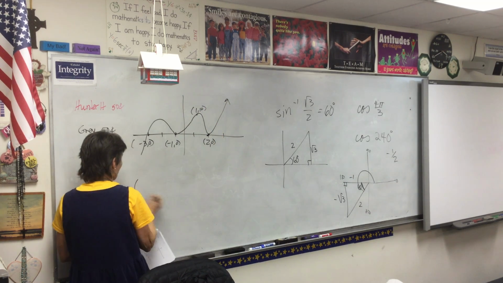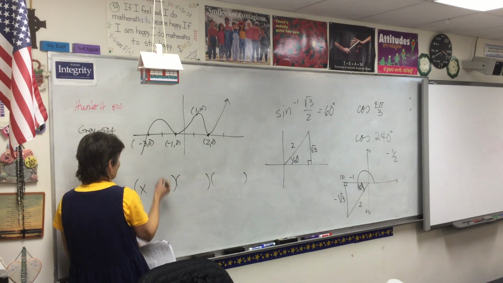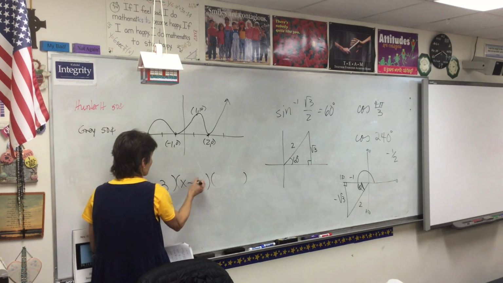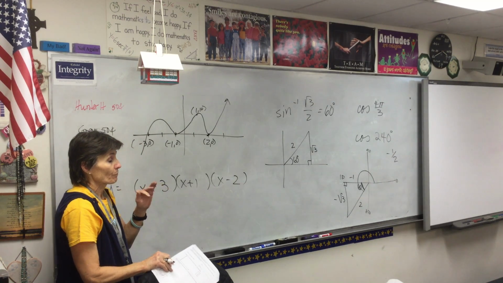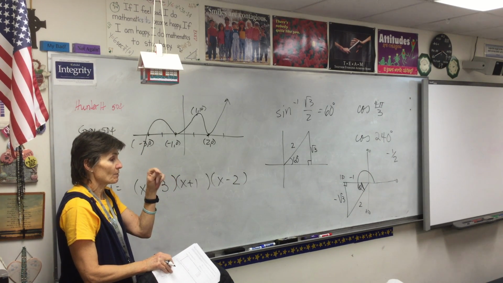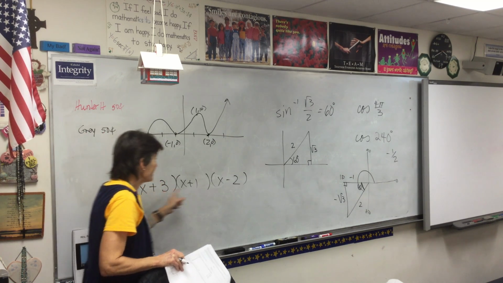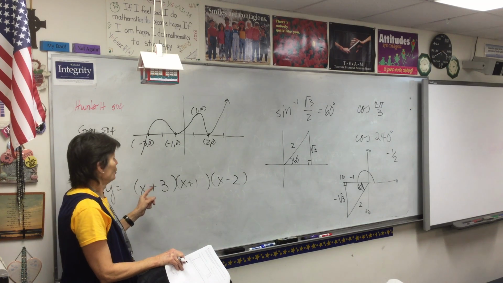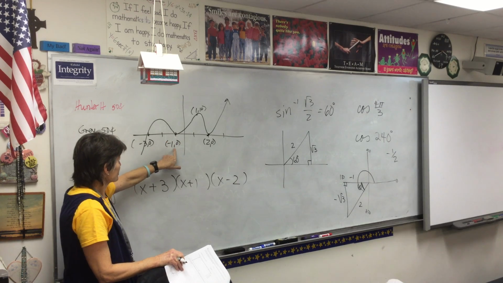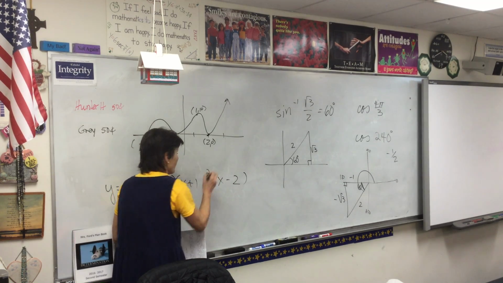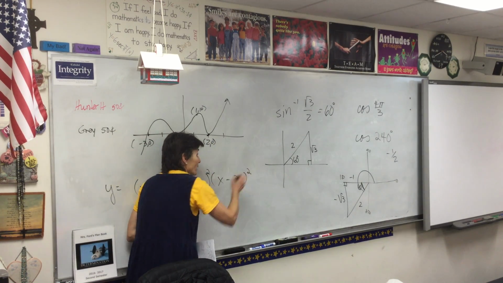Okay, so we know we're going to have parentheses. Where are our parentheses going to be? X plus 3, X plus 1, X minus 2. This is the part now that we sometimes forget. Look at the picture very carefully. Are any of these going to be squared? Yes. Look for those tangent points. Like right there's one, a bounce off. So that means the plus 1 is going to get a squared. And so is the minus 2 going to get a squared.